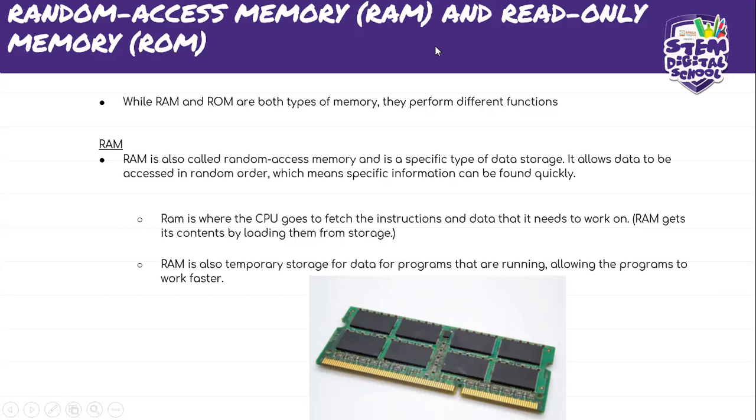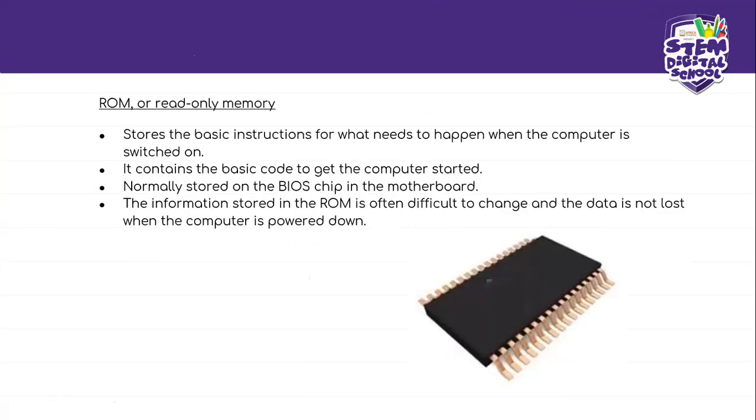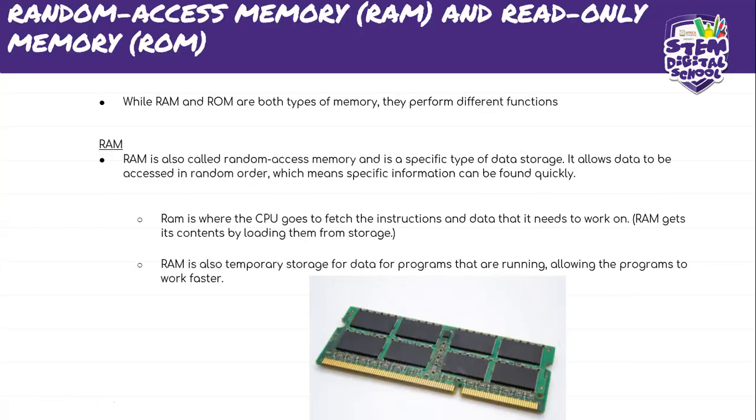But data that is stored on the ROM, it's difficult for that data to be changed or to get lost. So the data stored on ROM is often difficult to change and is not lost when the computer is powered down. But with RAM, random access memory, it gets lost once the computer is turned off. With ROM, it doesn't.